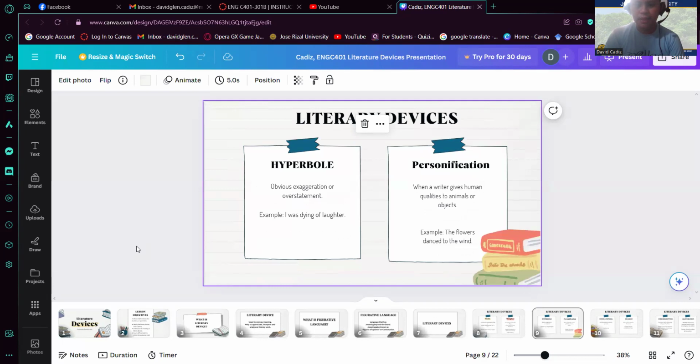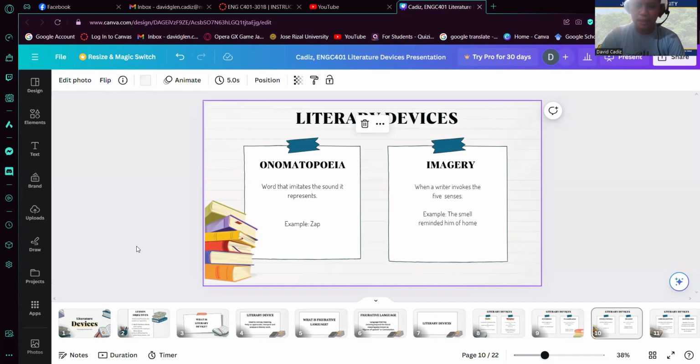Next up is hyperbole and personification. Hyperbole is obvious exaggeration or overstatement. An example would be, I was dying of laughter. He was not literally dying of laughing. He was exaggerating that he was laughing so hard he felt like he was dying. It's more of an exaggeration. While for personification, it's when writers give animals or objects human qualities. An example would be the flowers dance to the wind, or the cat laughed.